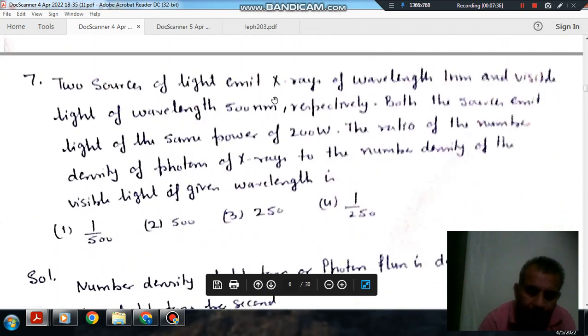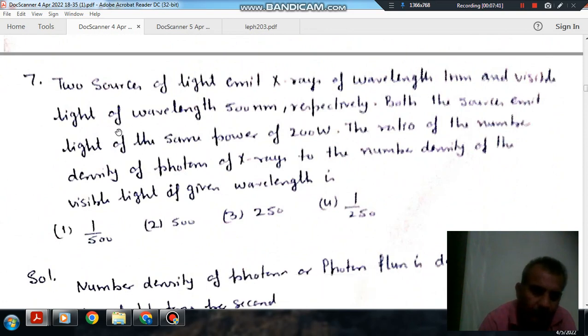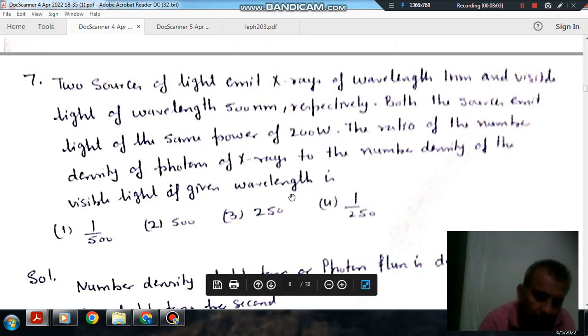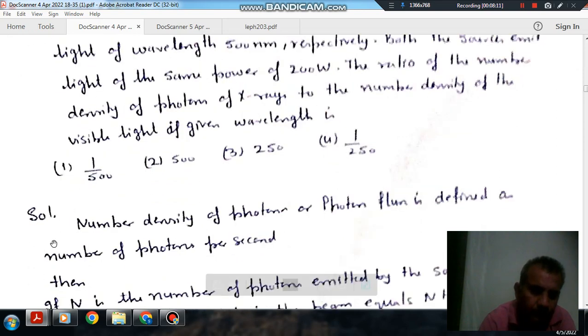Two sources of light emit X-rays of wavelength 1 nanometer and visible light of wavelength 500 nanometer respectively. Both sources emit light of the same power, 200 watt. The ratio of the number density of photons of X-ray to the number density of photons of visible light of the given wavelength is: option 1, 1 by 500; option 2, 500; option 3, 250; option 4, 1 by 250.